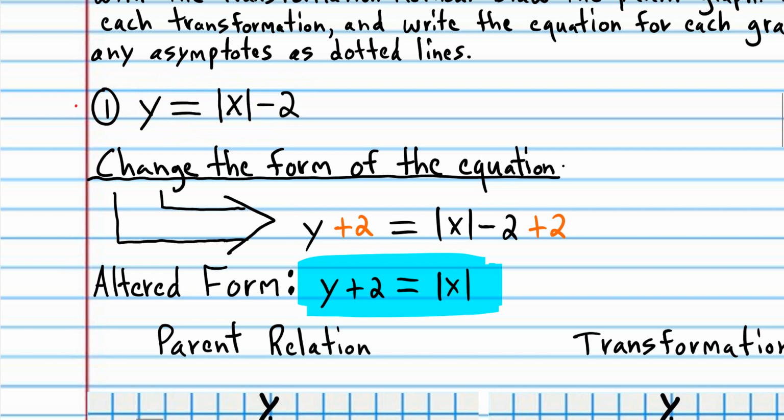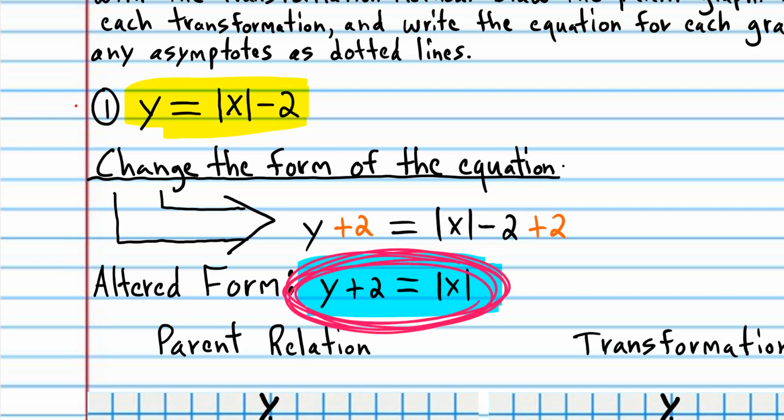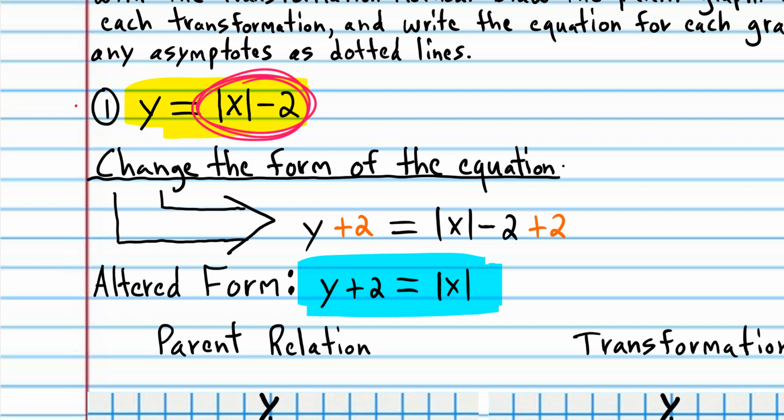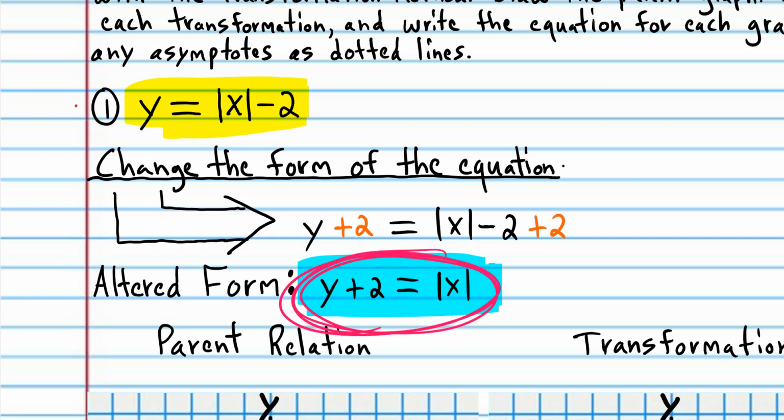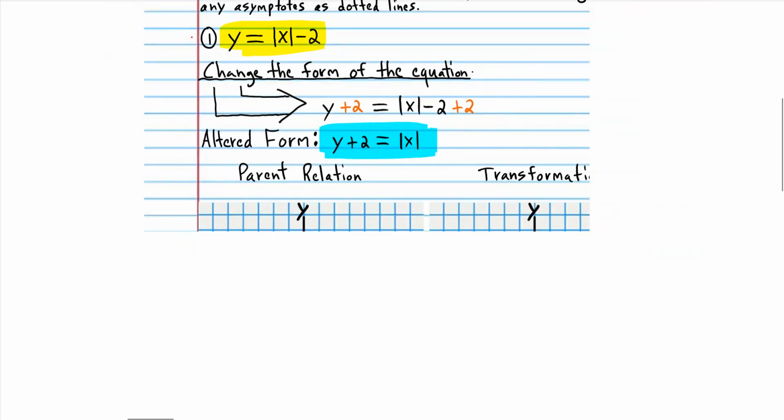But the blue equation shows us how to graph the equation, because we see that subtracting 2 from the absolute value of x in this equation is the same thing as adding 2 to y. So now we know to take the parent graph and just move down 2 units. So we're ready to graph.